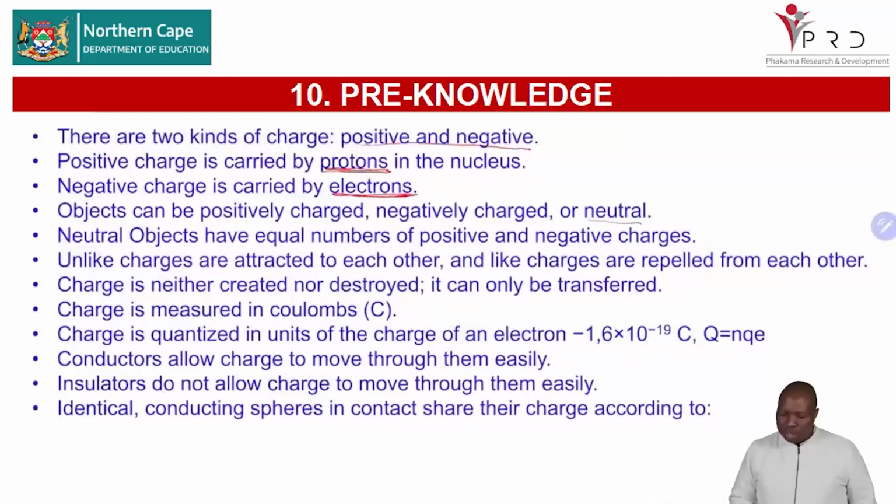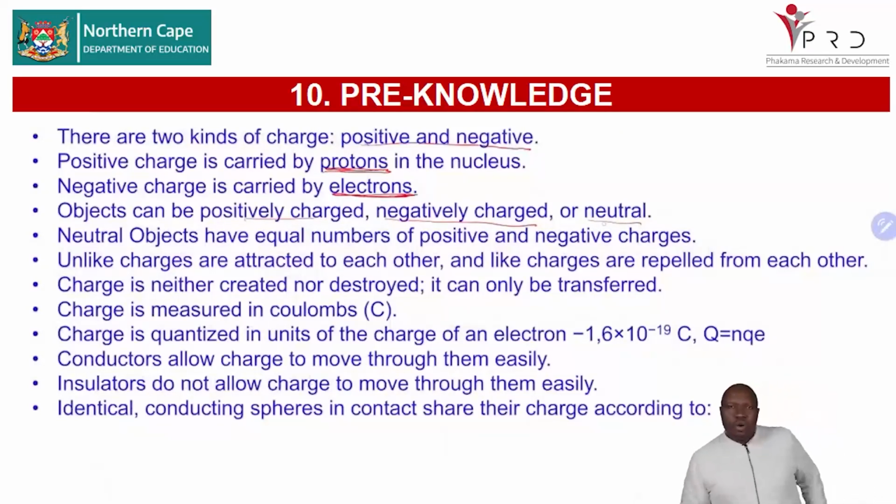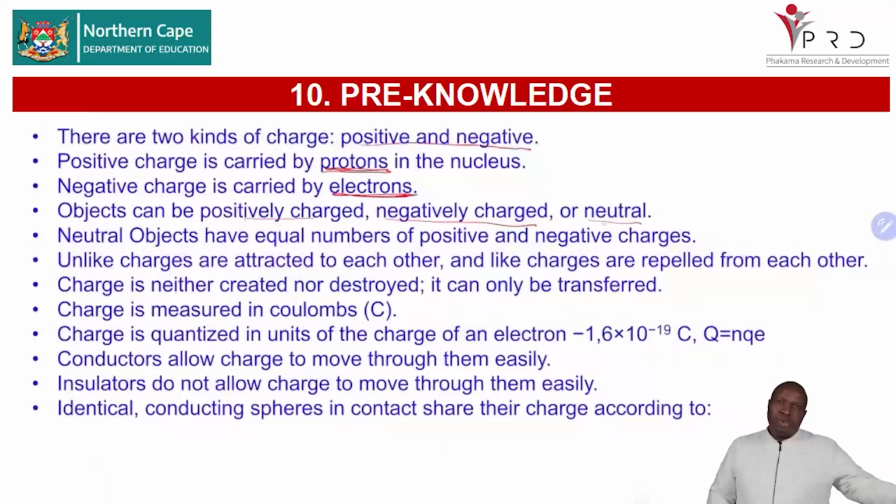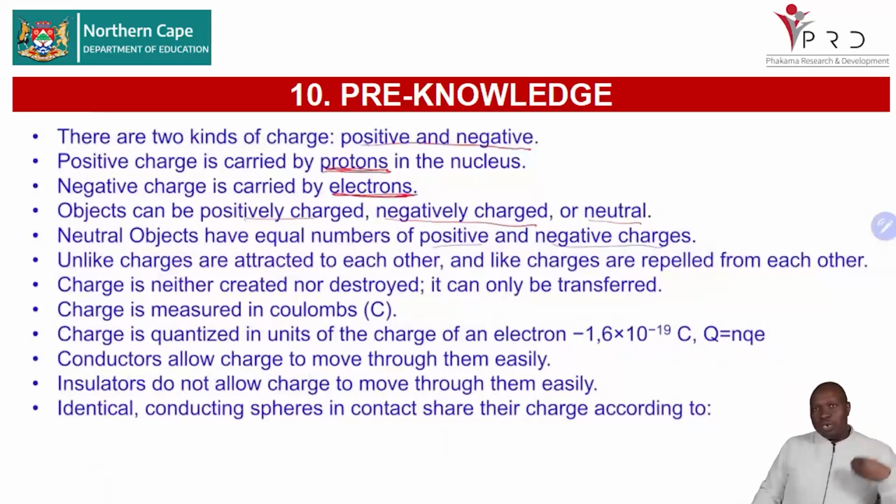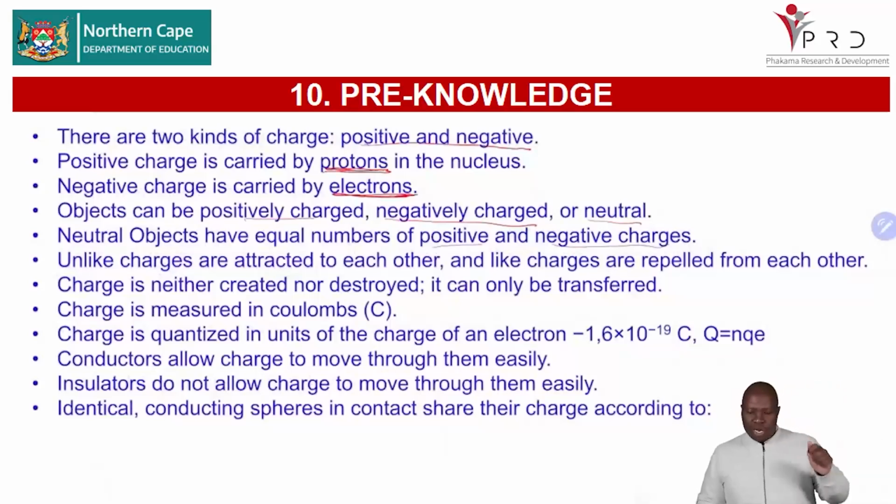I talked about that. They can be negative, positive, or neutral. So it's important, as we give you a statement, that you understand whether the object is positively charged, negatively charged, or neutral. You will see we'll be dealing with that aspect now. Neutral objects have an equal number of positive and negative charges. I showed you when we were explaining the pretest that the number of protons and the number of electrons on a neutral object are equal.